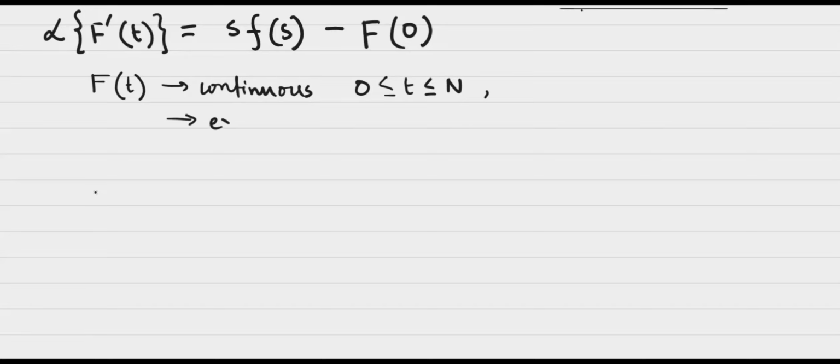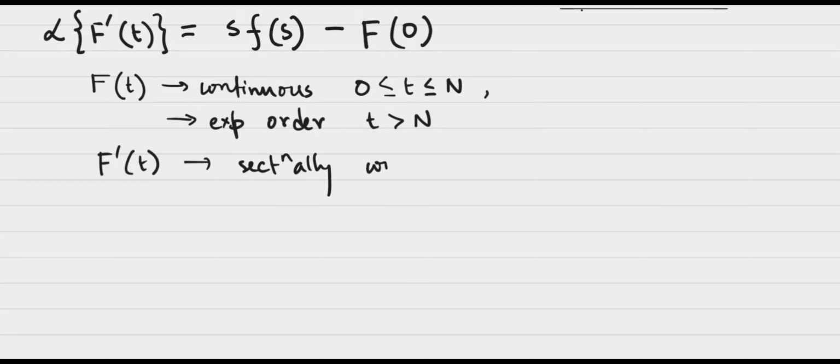So here we have to have, for example, f of t to be continuous, right? So continuous within an interval. So for example, 0 to some number n, and then it needs to be of exponential order, right? So we have discussed exponential order. It has to be of exponential order after that interval, okay? And then f prime of t will have to be, for example, sectionally continuous within this interval 0 to n, for example. So these are the conditions for this theorem to hold true.